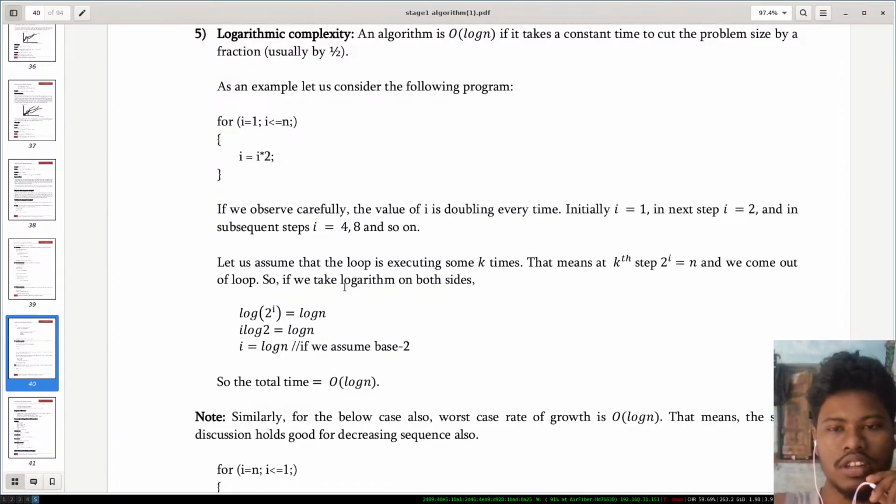Let's assume that the loop is executing k times. That means at the kth step 2 to the power k is equal to n, and we come out of the loop. So we take the logarithm of both sides. k log 2 is log n. Then k is equal to log n.